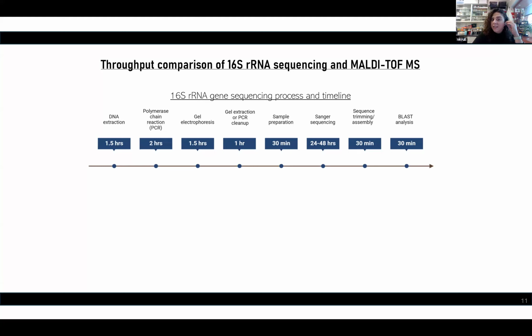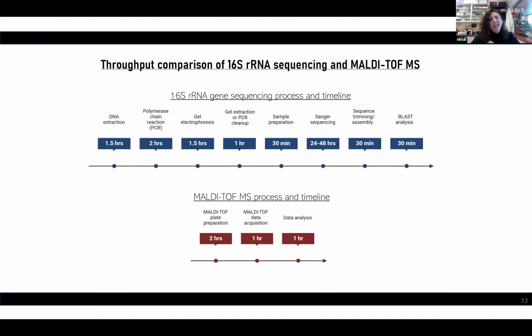You then have to amplify that 16S rRNA gene through polymerase chain reaction, then run a gel electrophoresis to confirm whether or not you had successful extraction and amplification. Then extract that band out of the gel or clean up your PCR reaction, and move on to sample preparation. Perhaps you're going to hand it off to a core in your facility or prepare the samples to be shipped for that sequencing. Sequencing itself can take 24 to 48 hours in best case scenario. Once you get those data back, you trim your sequence and assemble if you've used 2 different primers. And then finally, you run BLAST analysis.